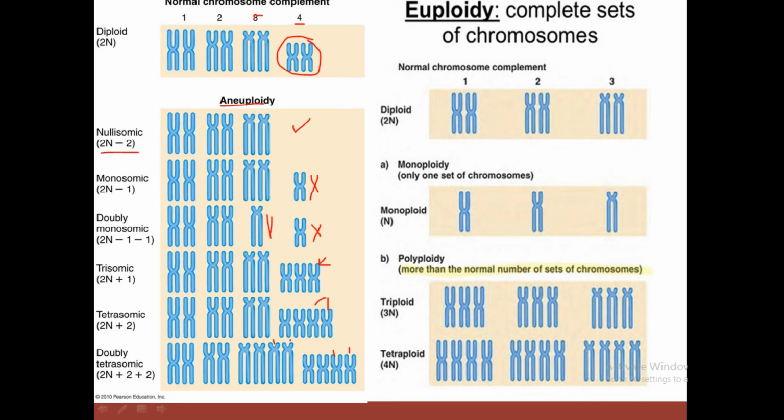And now in case of euploid, what happens? There are complete sets of chromosomes. Suppose we have this 2n type. So each is in a pair. In the haploid, that is monoploid, there is 1. In triploid there are 3. In tetraploid there are 2 pairs of chromosomes. So like this the things are.